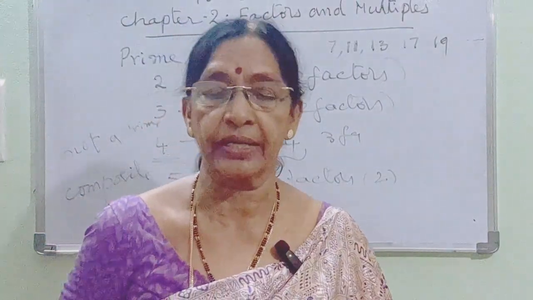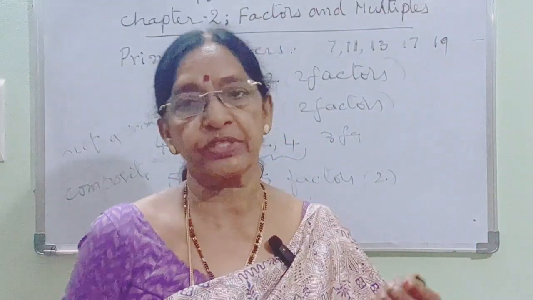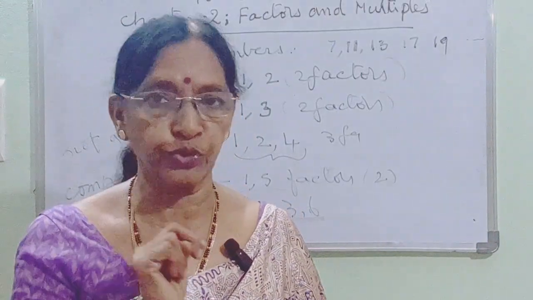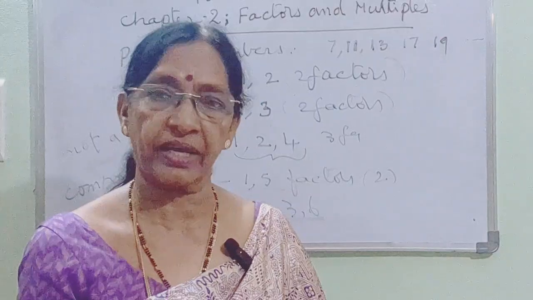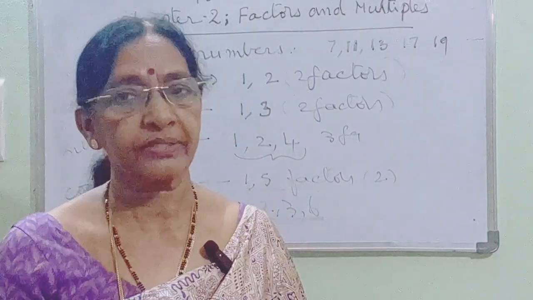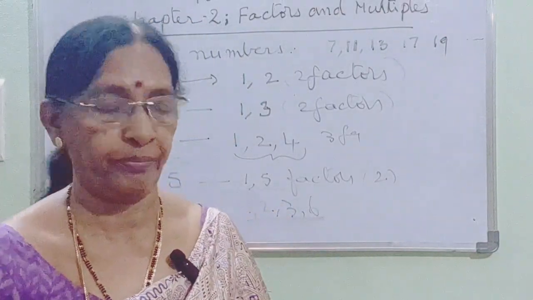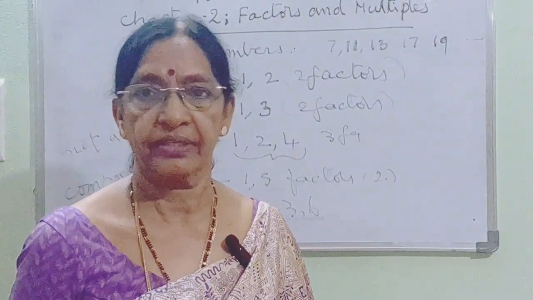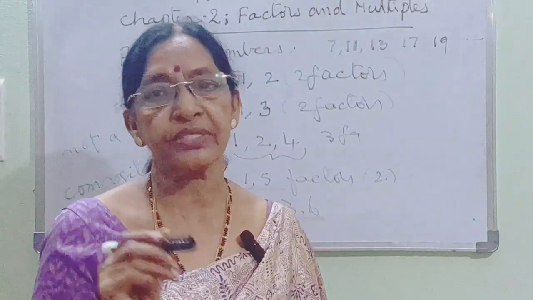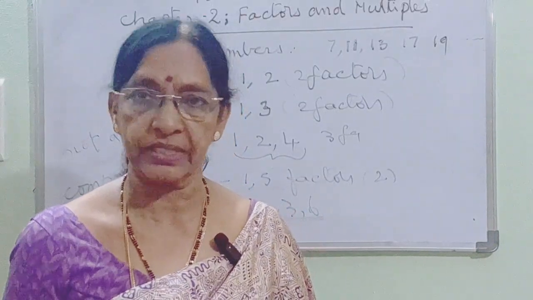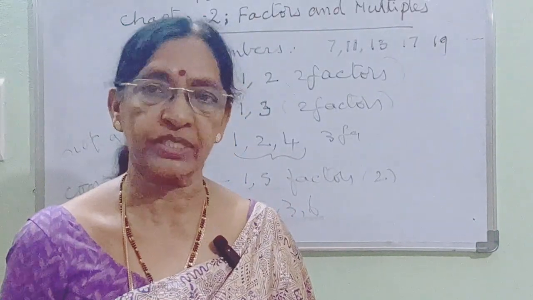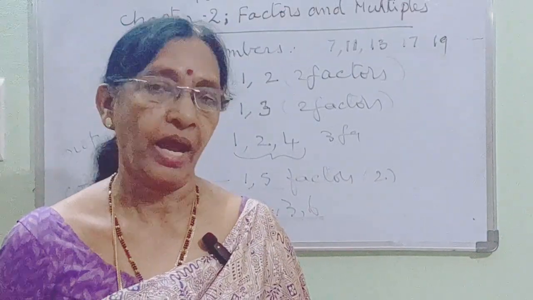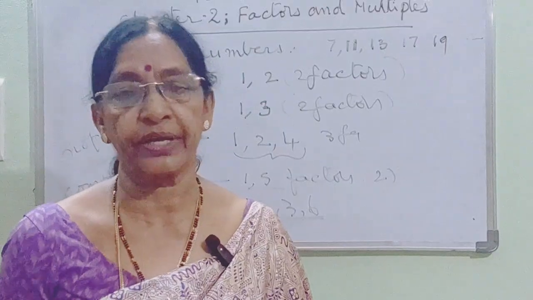So, a prime number is a natural number which is divisible by 1 and the number itself, which has only 2 factors, and those two factors are 1 and the number itself. Such a natural number is called a prime number. For example, 2, 3, 5, 7, 11, etc. 2 is the only even number which is a prime number, and the smallest prime number is also 2.